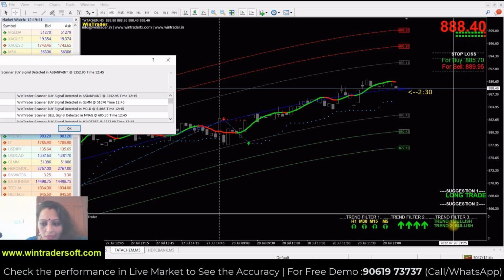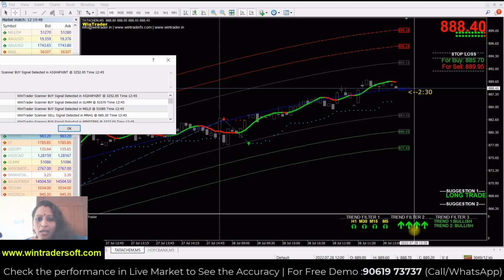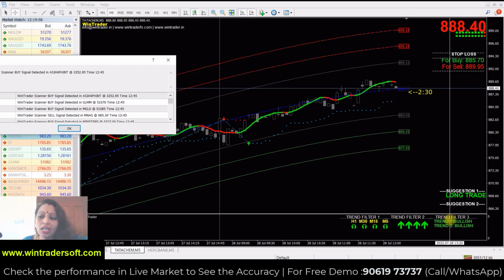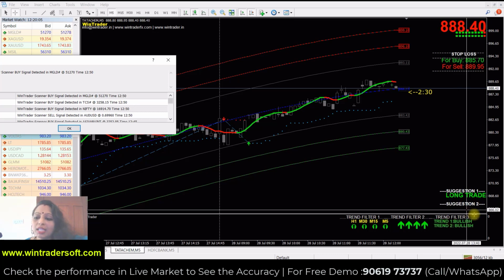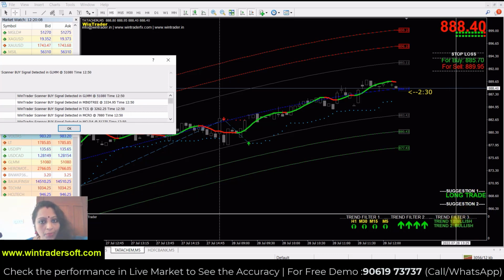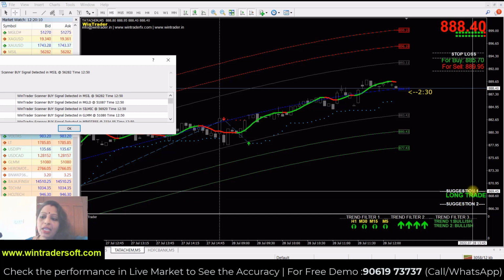So we need only 3 confirmations. Filter 1, you have to check M5 should be a green up arrow. In trend filter 2, the 2 arrows must be green upside. And in trend filter 3, at least one of trend 1 and trend 2 must be a bullish trend. In some rare cases, trend filter 3 will not confirm. At that time you have to check the suggestion. If trend filter 3 is not supporting, then you just check the suggestion. In suggestion 1 and suggestion 2, if any suggestion shows a long trend, then you can directly take that position.